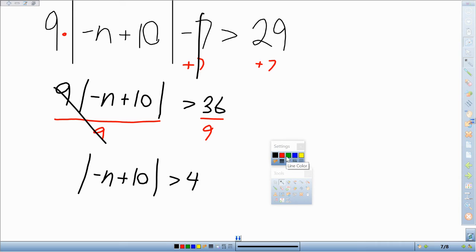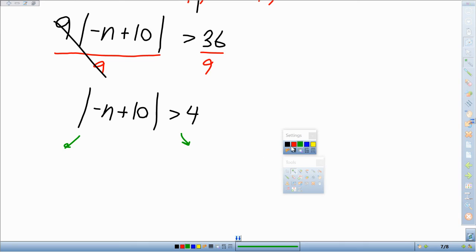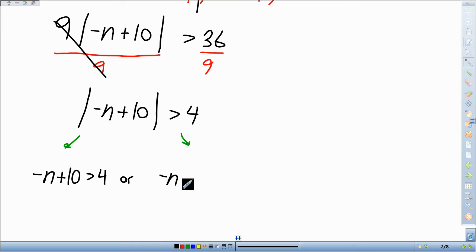All right, now my absolute value is isolated. Now I can break it into the two problems. I've got negative n plus 10 is greater than positive 4, or negative n plus 10 is less than negative 4. Let's do some of this in our head. Subtracting 10 from both sides, I have negative n is greater than negative 6. Over here, same idea, subtracting 10 from both sides, negative n is less than negative 14.